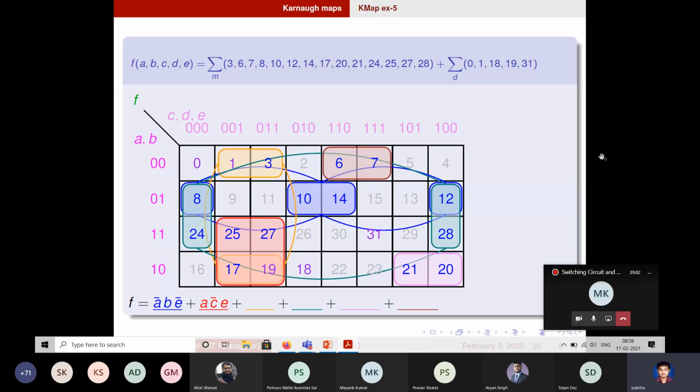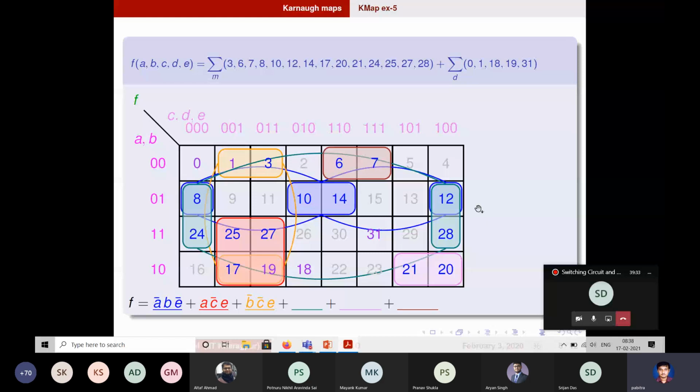Now this 1, 3. What is the minterm for 1 and 3? B bar, C bar, E. Sir, B bar, it is C bar. 1, 3, 17, 19. You have a vertical wrap-around. B bar, C bar, E. Very good. And now what about this 8, 12, 24, 28?